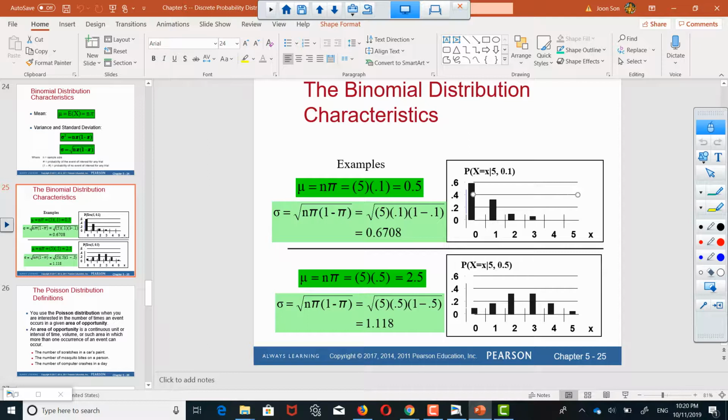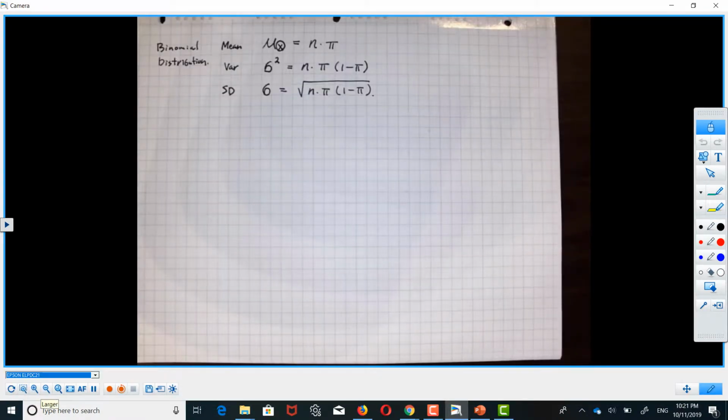So you can think this is like tossing a coin. Let's say you flip a coin 5 times. On average, the number of getting heads, for example, is 2.5, right? Okay.